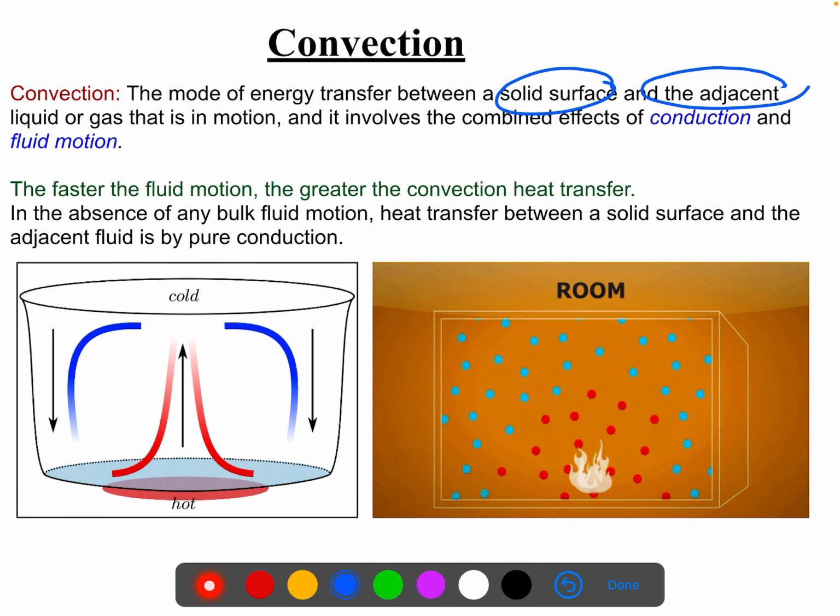If you look at this animation here, we have a room. We have a lot of particles inside the room. They are moving at the same speed. They have the same energy. Now we put some fire. So this is a hot object. So when we put it here, the neighboring particles, you see, are gradually changing color.